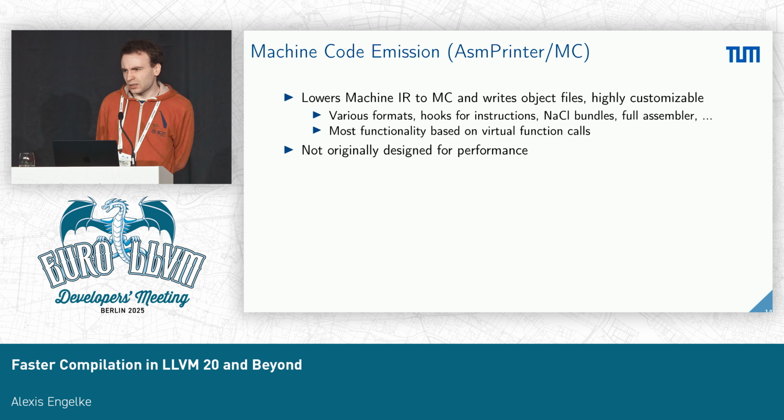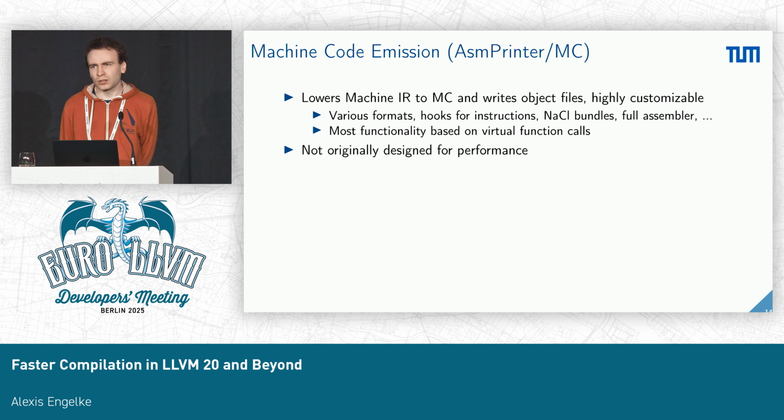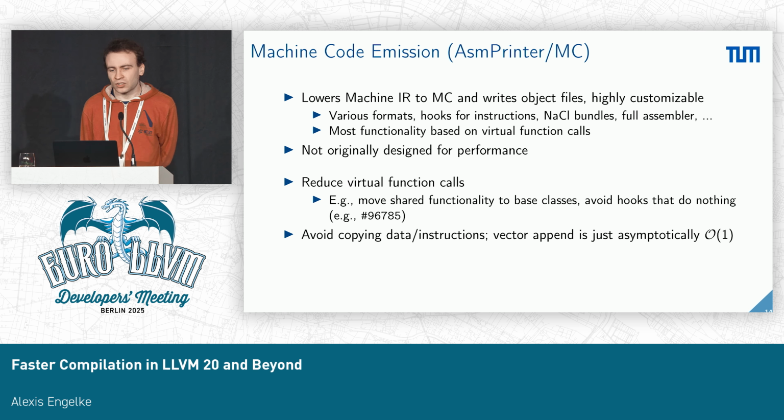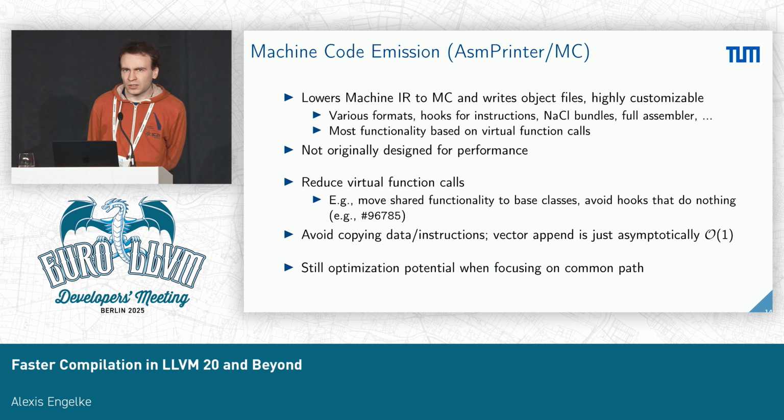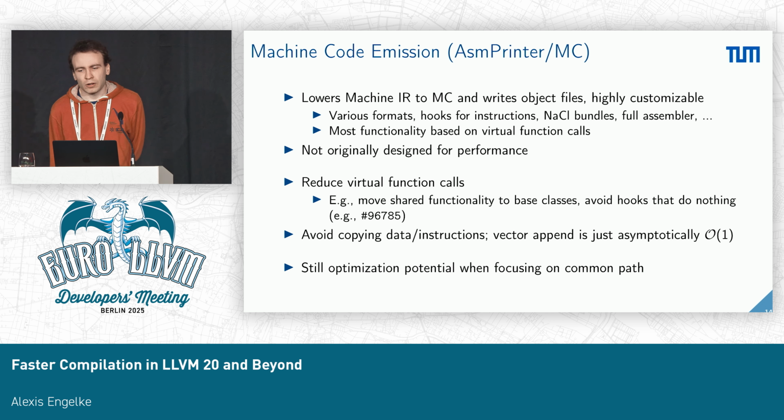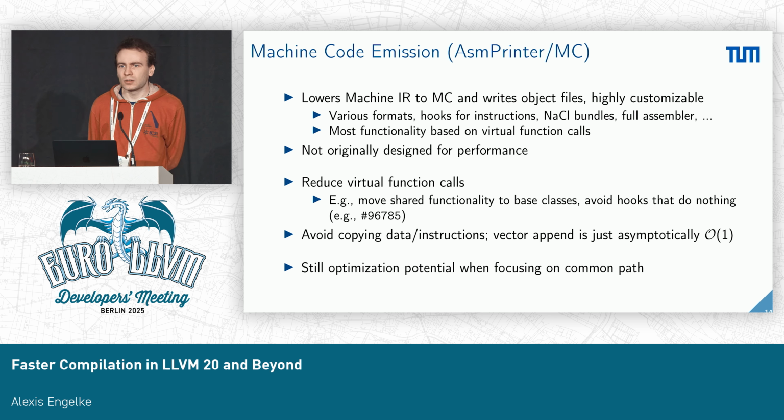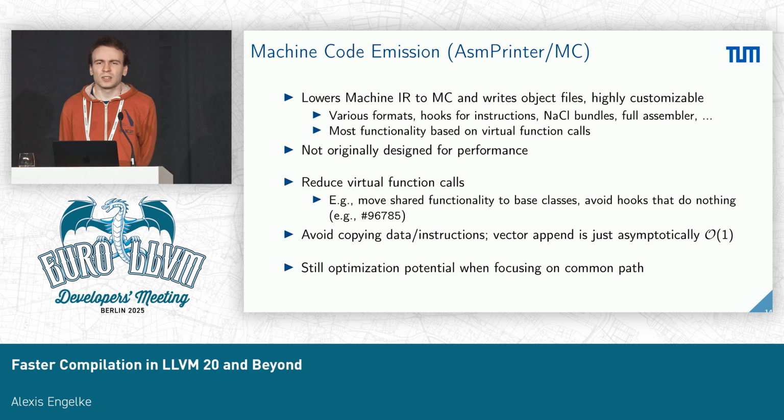Over the last releases, Fangrui Song did a lot of work in refactoring MC to be more performant. Some of these changes are related to reducing virtual function calls or to reducing the number of times where data and instructions are copied. But I think there is still optimization potential when focusing on the common path, and I think there is still a lot of time spent on paths that typical O0 input does not need.